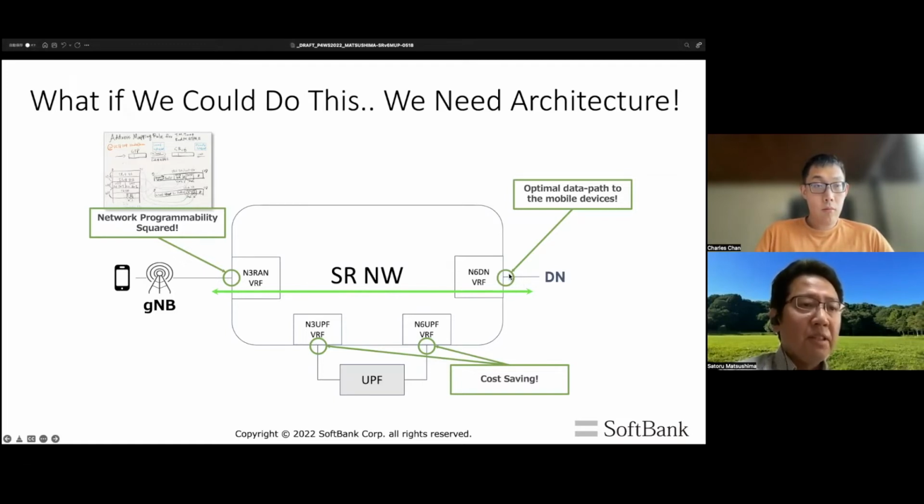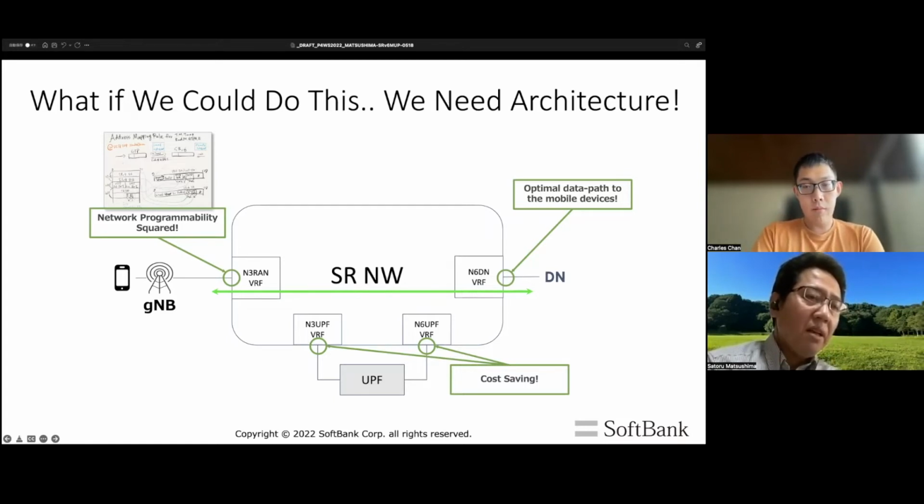Here, the N6 DN buffer side is connected to the DN. Basically, the packet from the internet comes in to this interface, but without SRv6 GTP translation, the segment routing network needs to forward the packet to here. The key is how to find the right destination to utilize this GTP SRv6 translation function from here.